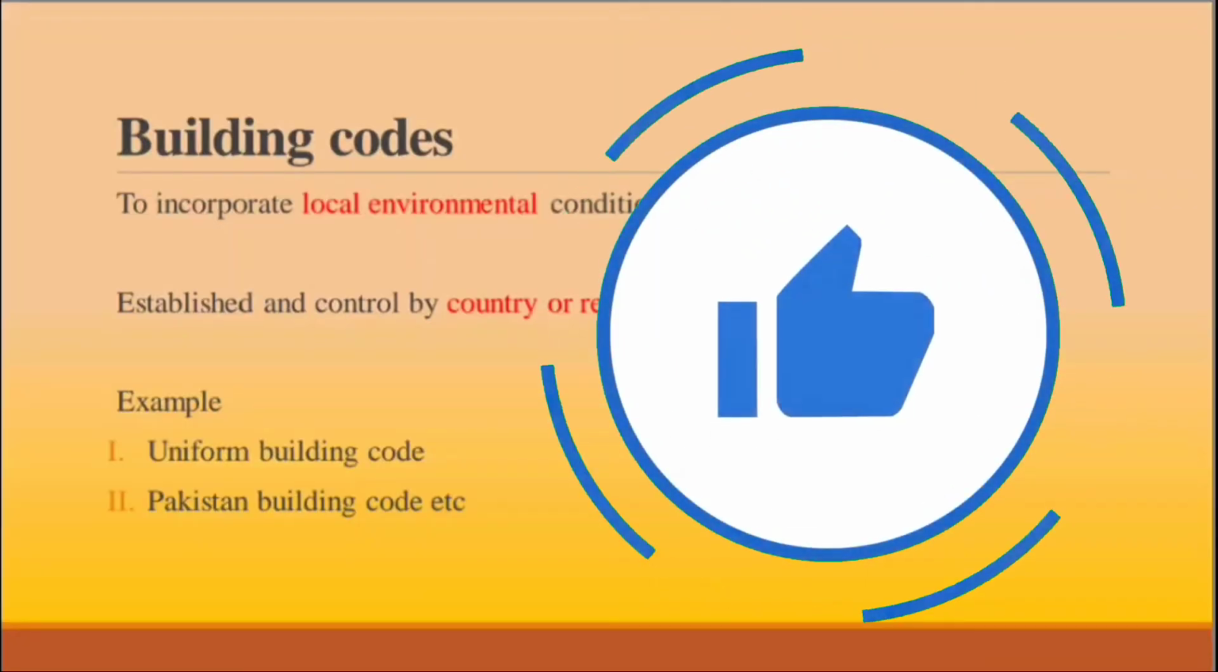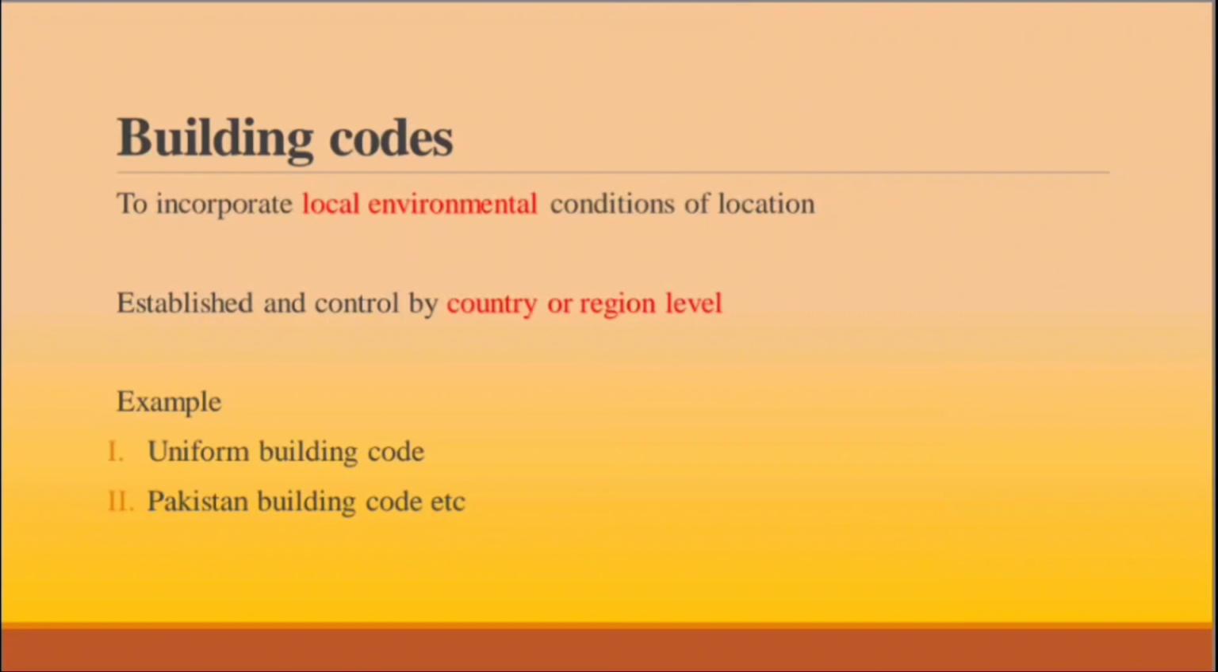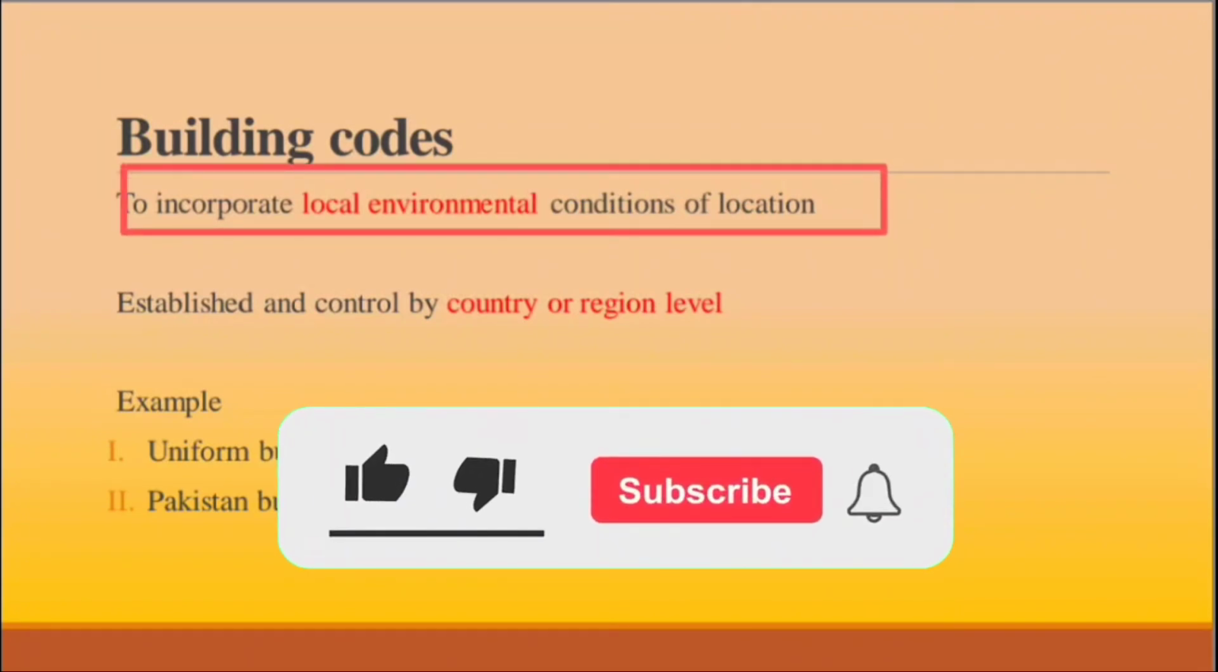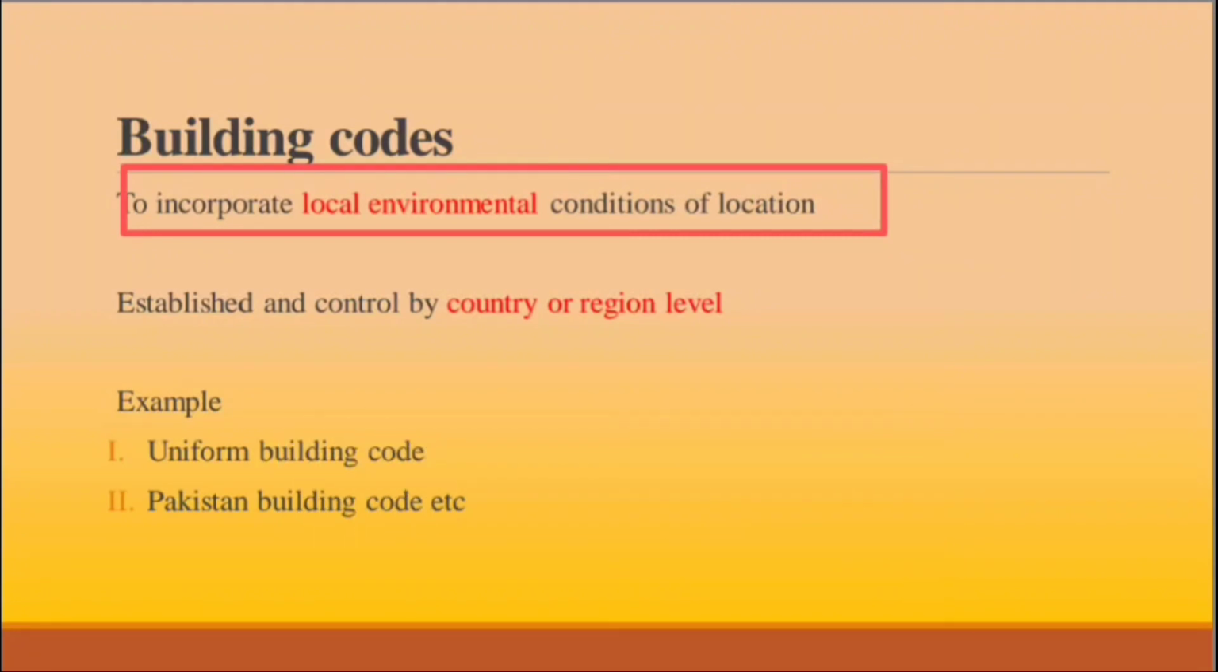The second type of code is a building code, which incorporates the local environmental condition of the location. In different locations, the topography and geography change. So to incorporate the local environmental condition in a code, we use a building code. Why is it necessary? Because the local regional conditions of geography and topography change.